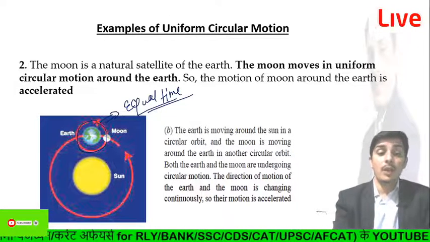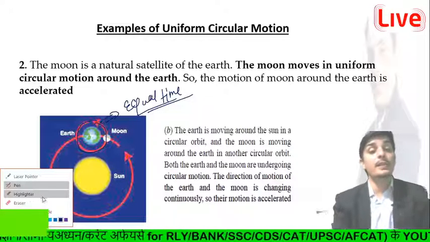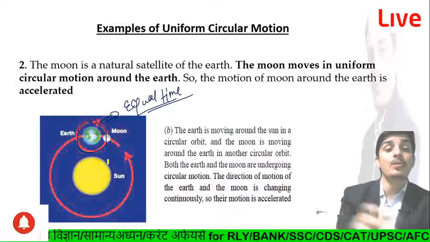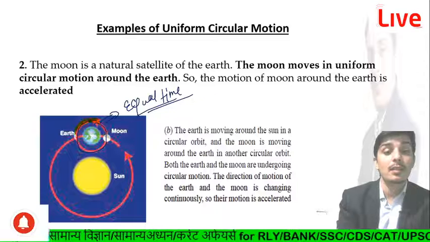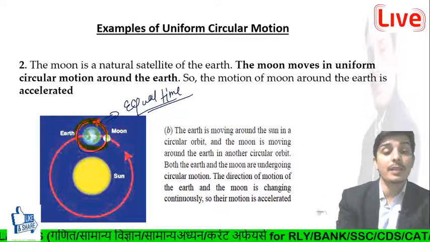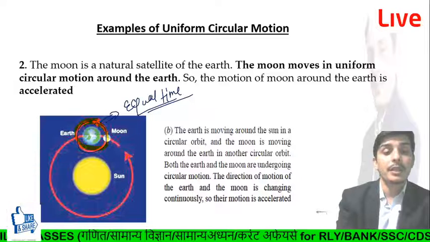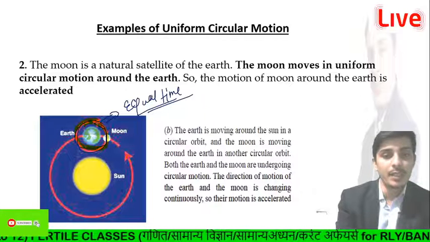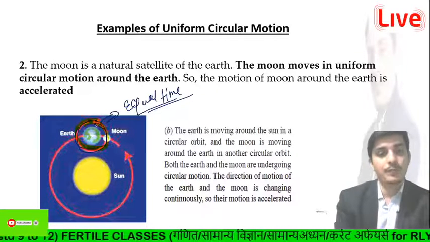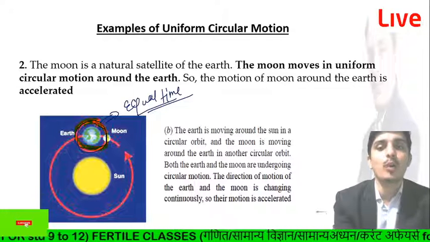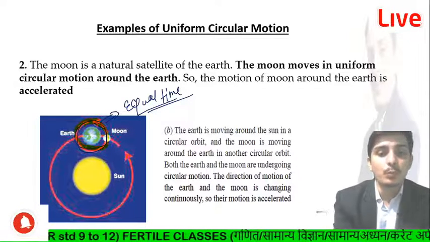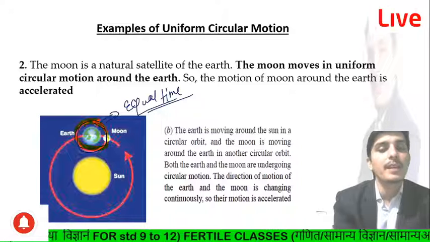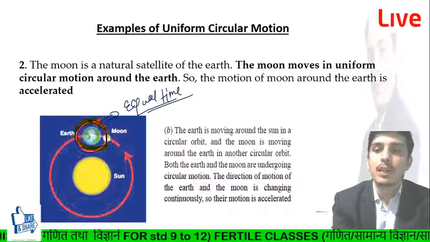Why? Because it has a constant speed, but velocity is not constant, because its track is circular, and on a circular track the velocity is not constant at every point. Why? Because the direction of motion of the moon is continuously changing, so that's why we can say its motion will be accelerated. Okay guys, are you getting my points?